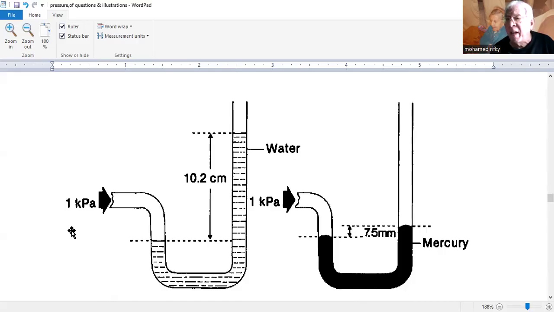This is how 1 kilopascal can elevate the two manometers. This is water and this is mercury. Of course, it elevates water 10.2 centimeters, whereas mercury it elevates only 7.2 millimeters. So never forget this is centimeter and this is millimeter. This is also correlated to the manometers we saw before: the height creates the pressure, and the pressure creates a height.